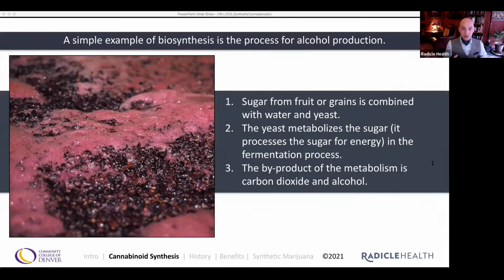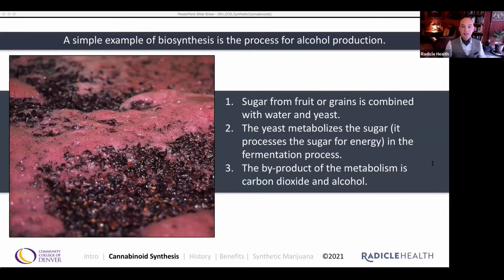So you've got sugar that you get from either grains or fruits. You combine that with water and yeast. The yeast metabolizes the sugar. It processes the sugar for energy. And that's the fermentation process that's happening. And then the byproduct of that fermentation process or the metabolism is carbon dioxide and alcohol.